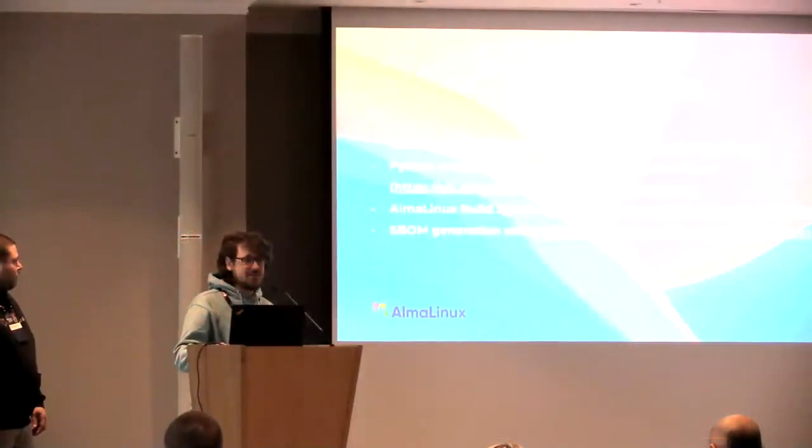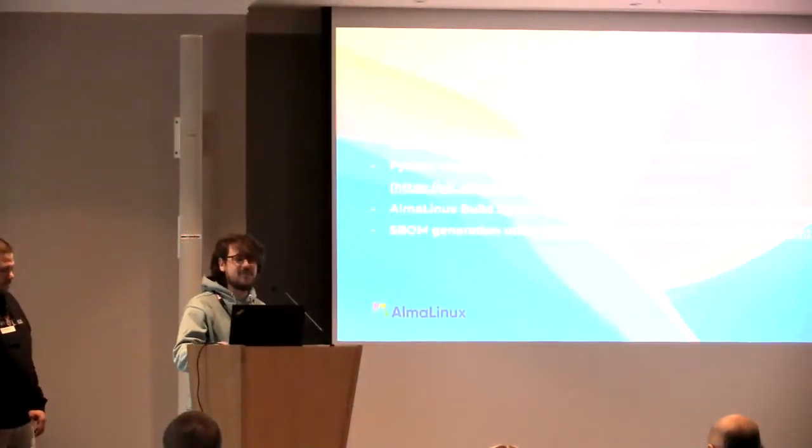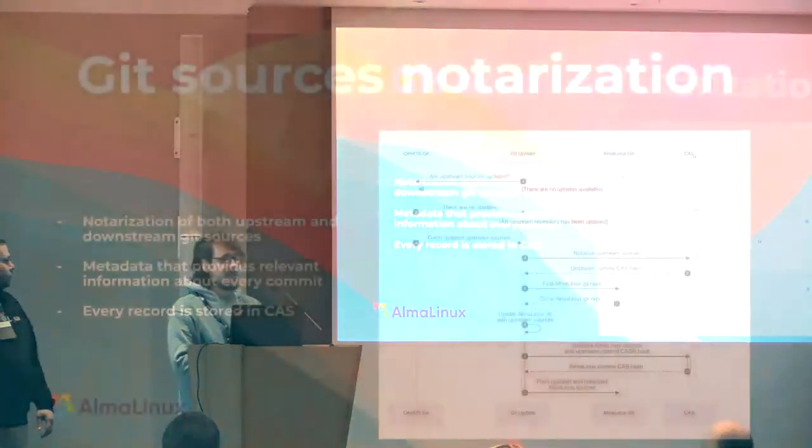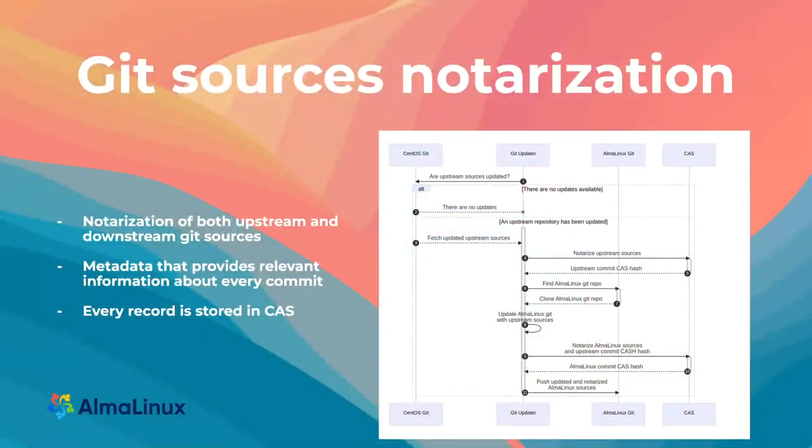Okay, so I don't want to bore you with very deep tech stuff, but everything begins at the point where we import our CentOS Git sources. This way we ensure that both upstream and downstream Git sources are notarized. And we added metadata that provides relevant information about every commit.